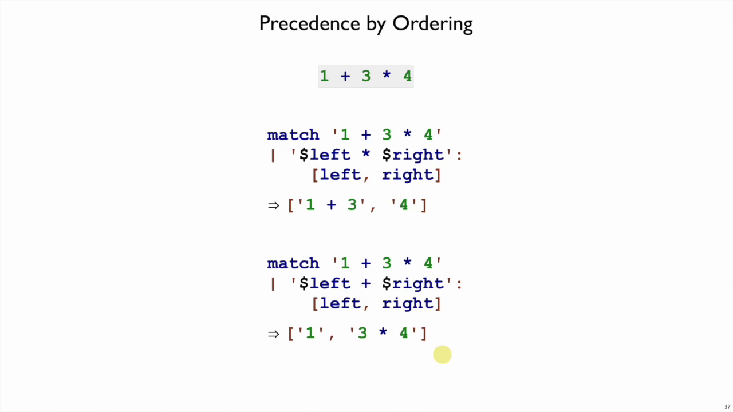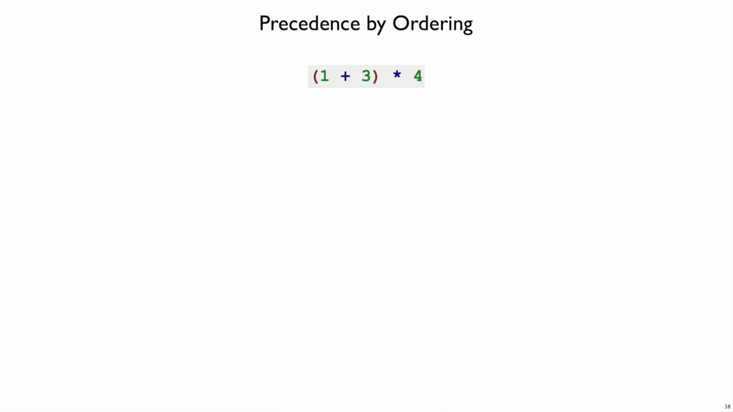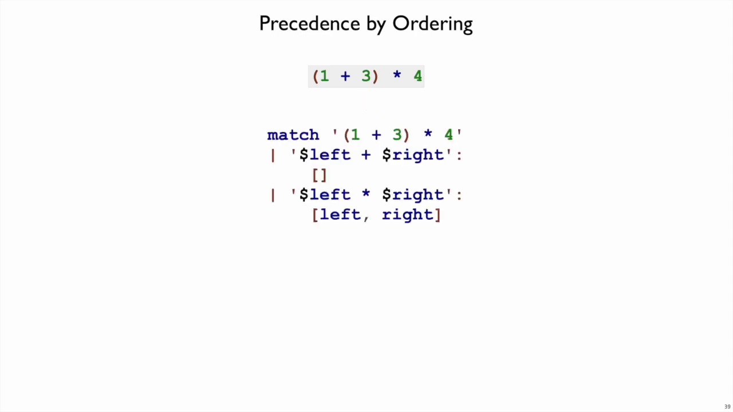So it turns out that in this style of writing parsers with match, we can handle precedence the right way by just ordering our match clauses the right way. First, try to match plus because it has the weaker precedence, and then for things that are stronger, like times, try them later. This will do the right thing when we have parentheses in our expression. So in this case, I have 1 plus 3 in parentheses. I do want to do 1 plus 3 first. That's going to work out the right way.